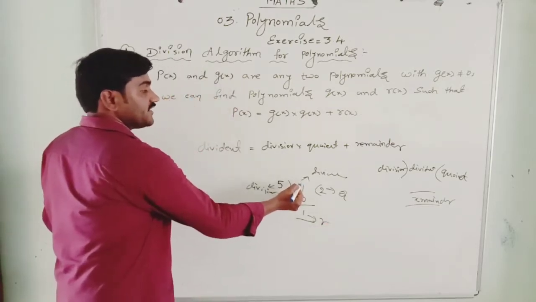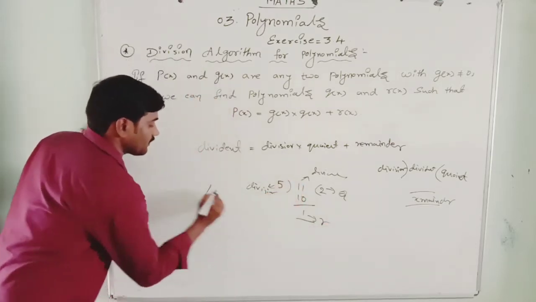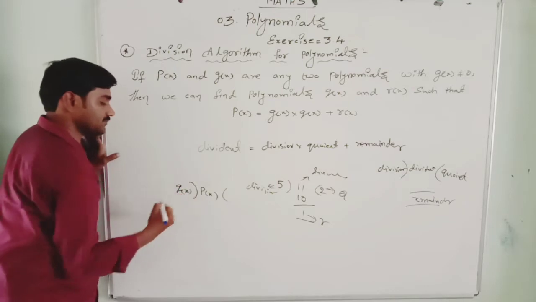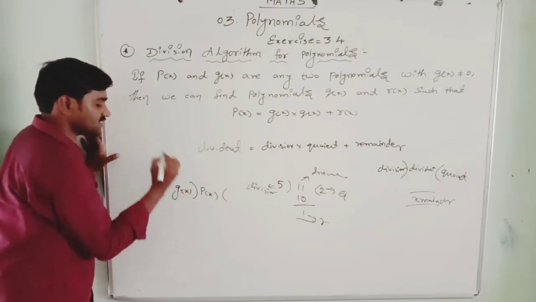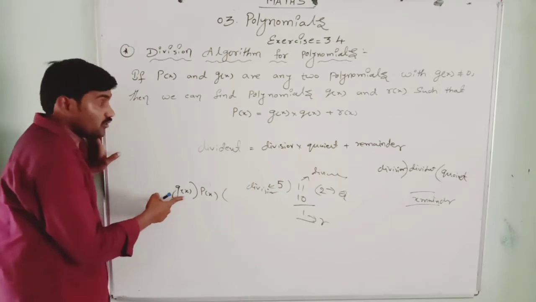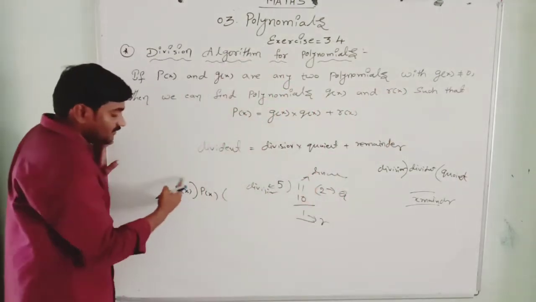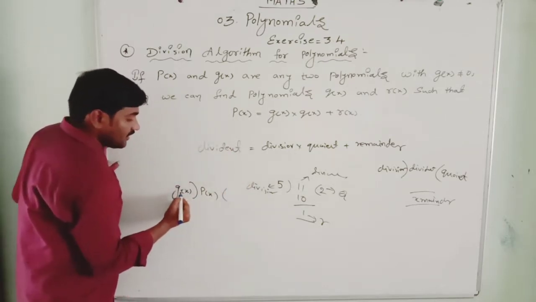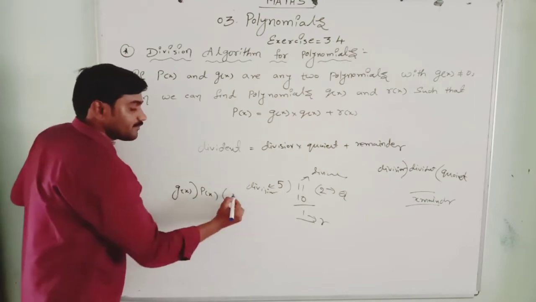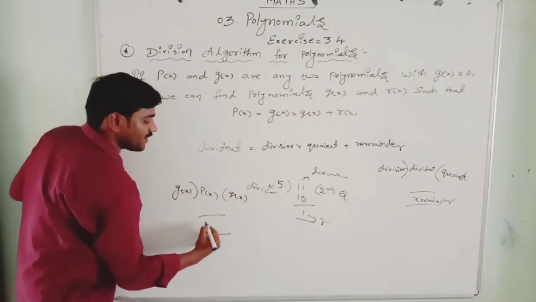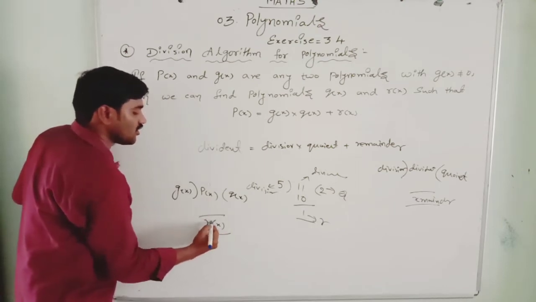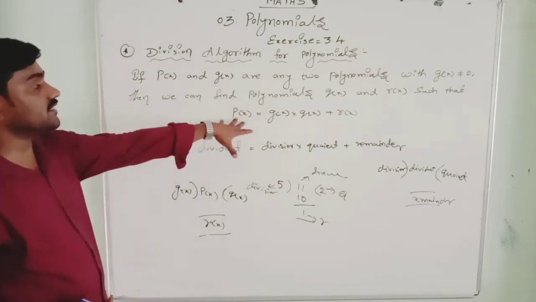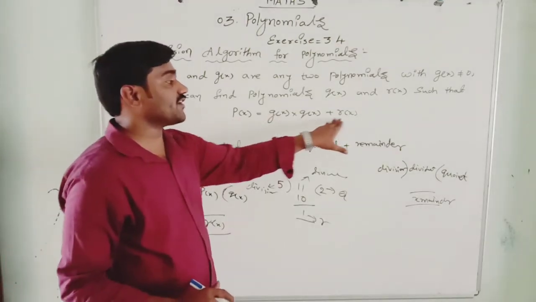So this dividend, if you assume it like p of x, is divided by g of x, g of x should not be 0. That's why I wrote here g of x should not be 0, because we cannot divide by 0. If you divide by 0, that is infinite, we cannot find the answer. This p of x, if you divide by g of x, we will get some quotient as well as we may get a remainder. Either the remainder is 0 or any other number. So to satisfy the condition, p of x equals g of x into q of x plus r of x.